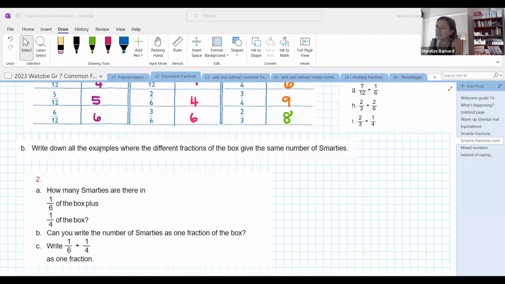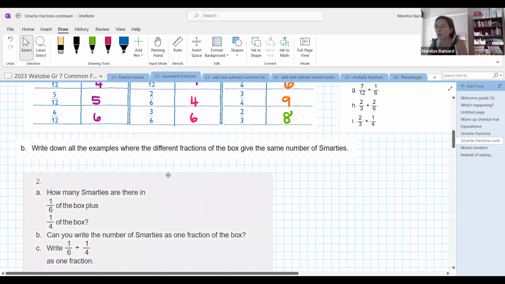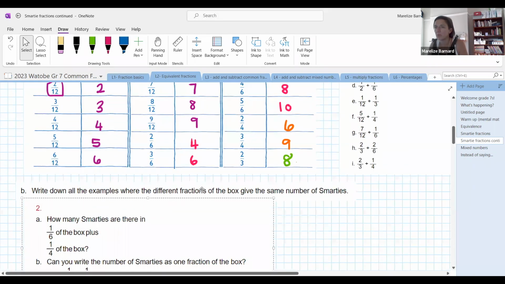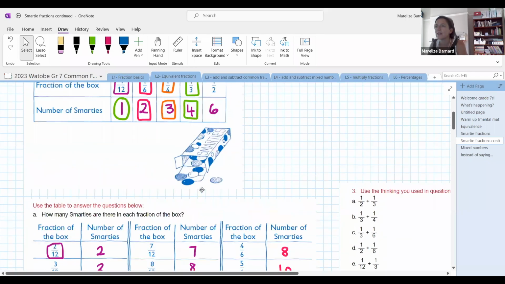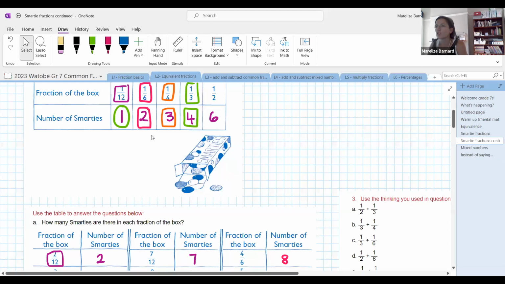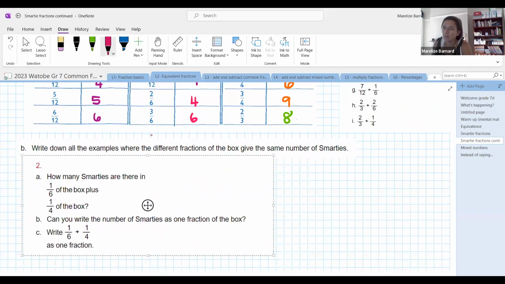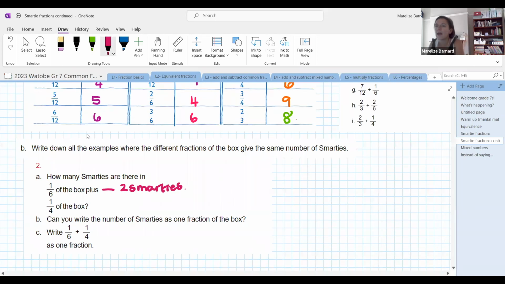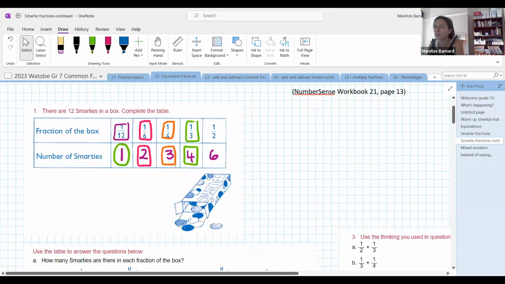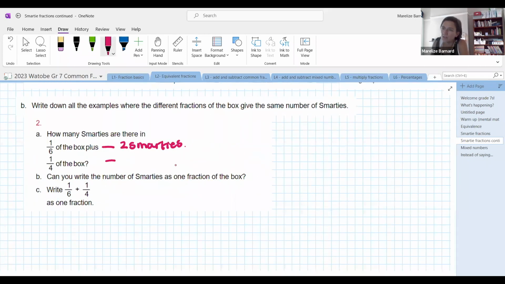How many Smarties are there in a 1/6 of the box plus a 1/4 of the box? Okay, so you don't need to break your brain about that because we already worked it out. We said a 1/6 of the box was 2 Smarties. So let's write it here. So that is 2 Smarties. And a 1/4 of the box is 3. So if I put that together, how many Smarties is that going to be altogether? That gives me 5 Smarties.